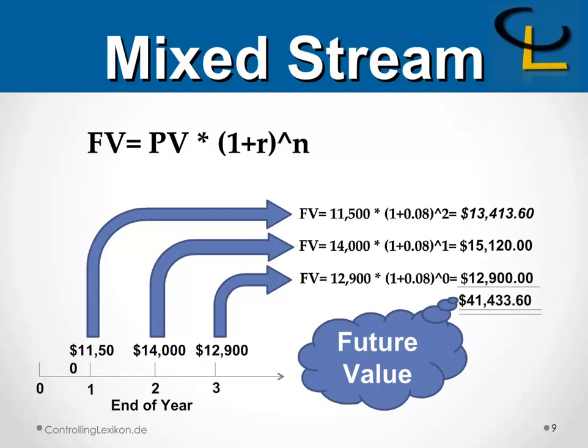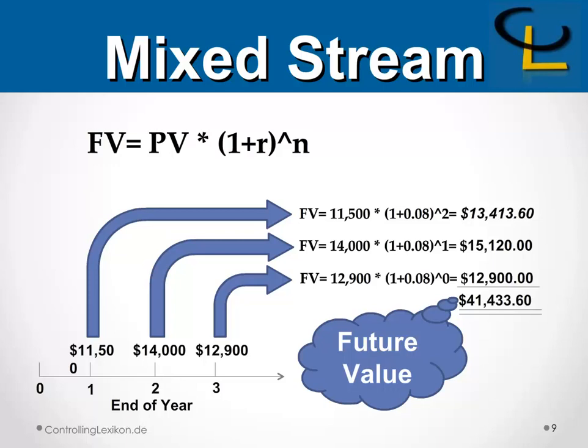And on the second year we calculate the amount for the next 1 year. So from year 2 to year 3, the calculation is future value equals 14,000 multiplied by 1 plus 8% to the power of 1, which is the 1 year we calculated before, and we get $15,120.